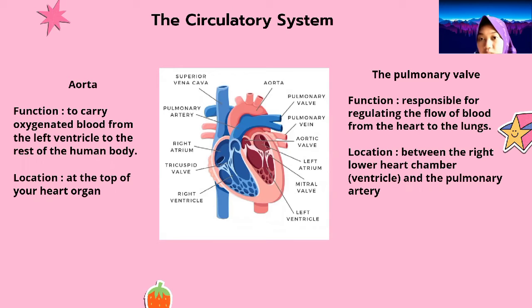Next, the pulmonary valve. The pulmonary valve is a valve of the heart that lies between the right ventricle and the pulmonary artery and has three cusps. It is one of the four valves of the heart and one of the semilunar valves, the other being the aortic valve. Function: responsible for regulating the flow of blood from the heart to the lungs. Location: between the right lower heart chamber, the ventricle, and the pulmonary artery.